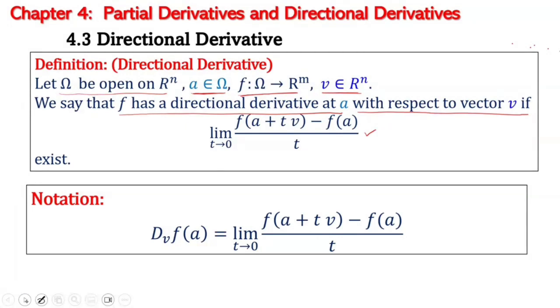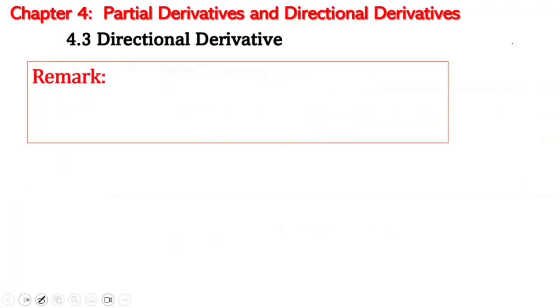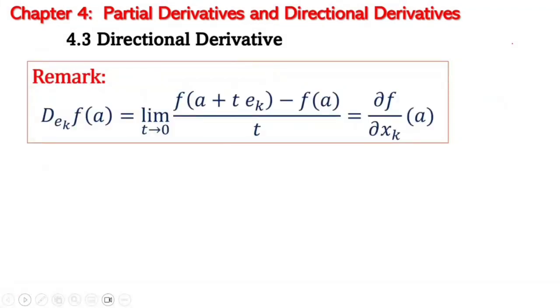Now in particular, if we take v equal to e_k, so v is equal to e_k, while e_k means (0, 0, 1, 0, 0), the kth component is 1. Then this directional derivative is the same as the partial derivative of f with respect to the variable x_k.